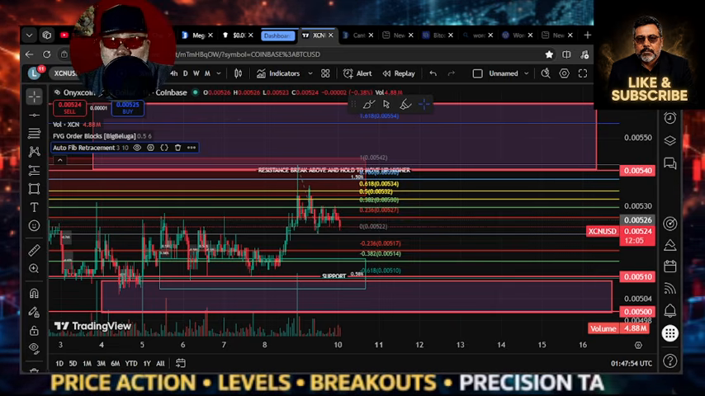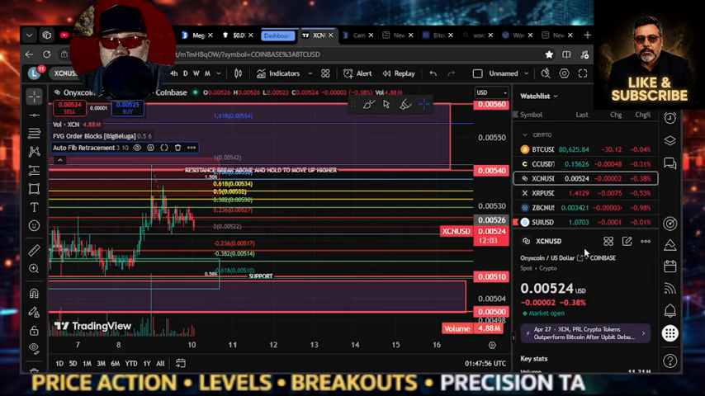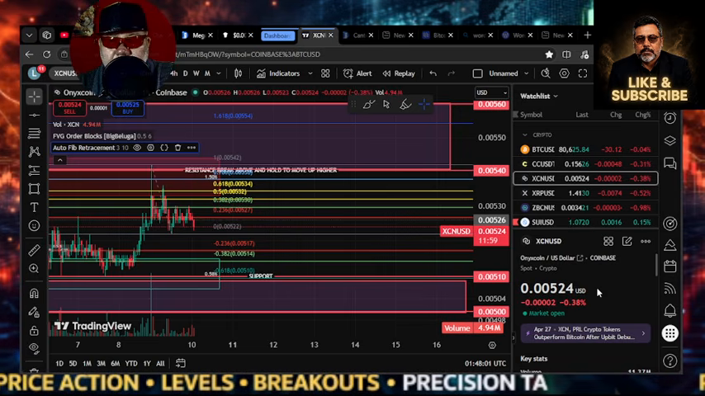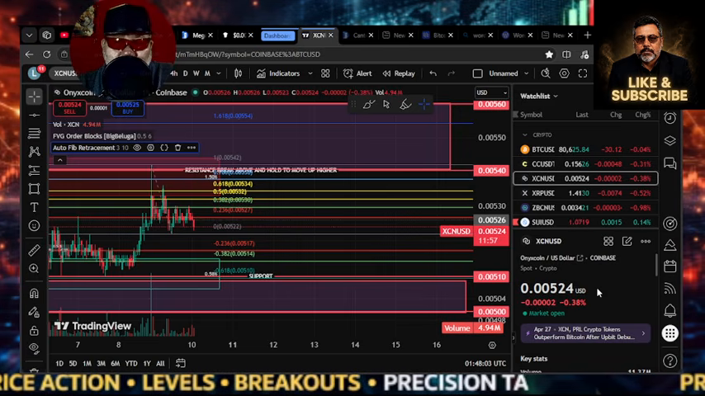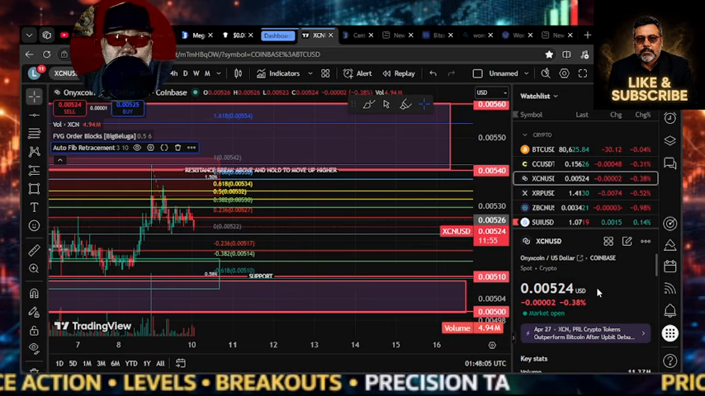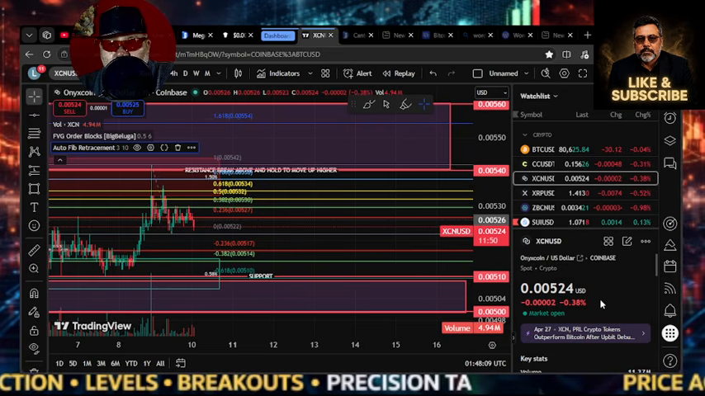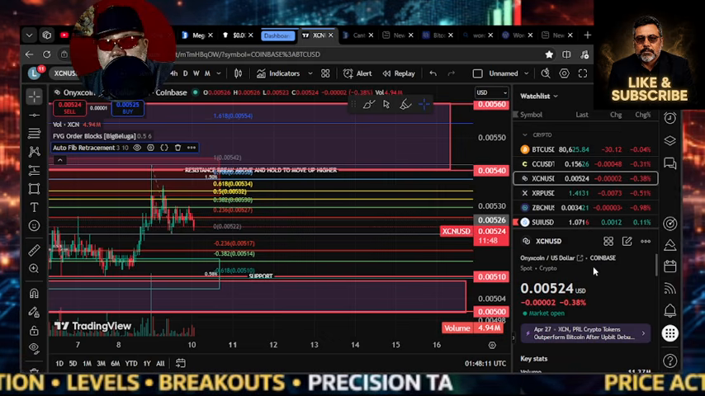We're looking at the chart on XCN on TradingView. It's been 1 hour and 47 minutes on the new day. We're sitting at a price currently at 0.00524. We're slightly down today, 0.38%.